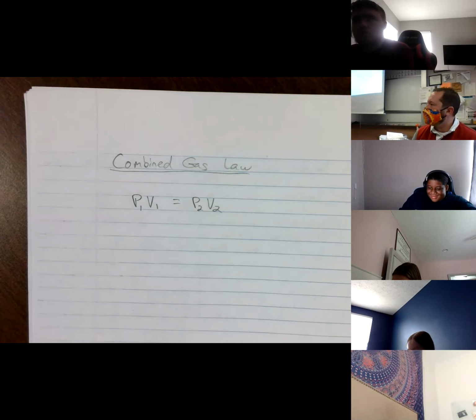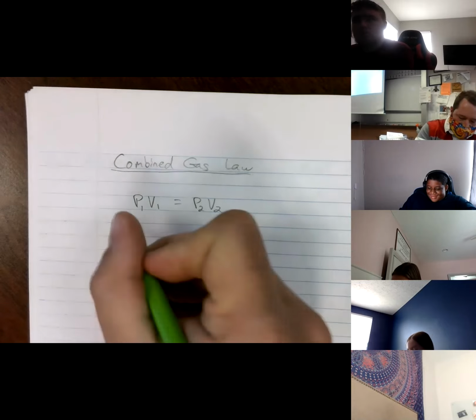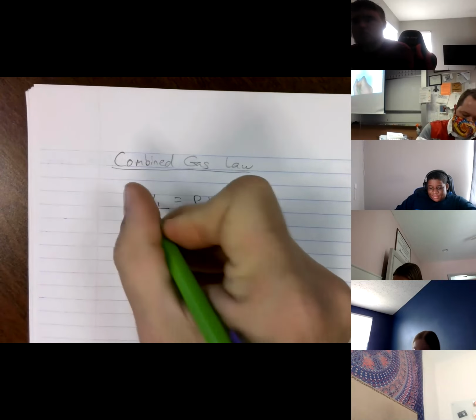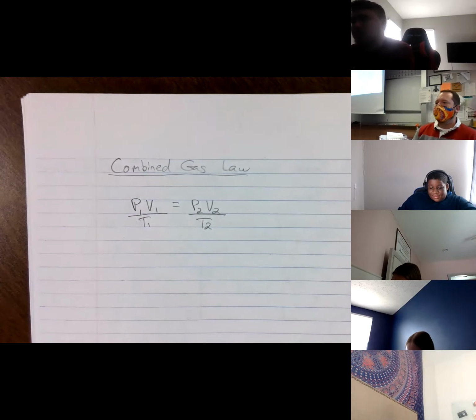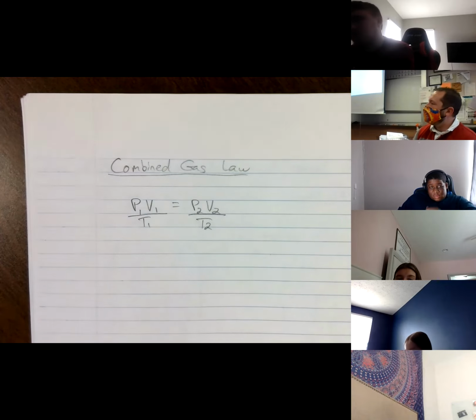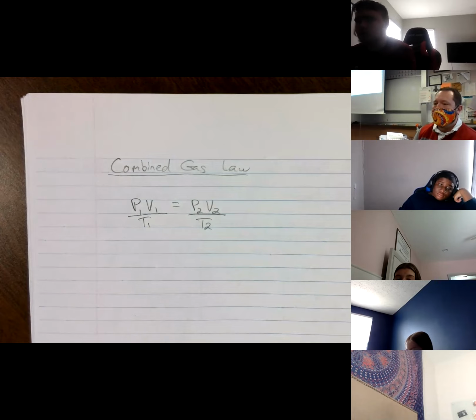P1 times V1 is equal to P2 times V2. Yesterday, we said P1 over T1 equals P2 over T2. It was Gay-Lussac. And we also said V1 over T1 is equal to V2 over T2. So guess what? All three of your rules are all right there, exactly like the name of it says, combined. It's a combined gas law. All of them can work together.